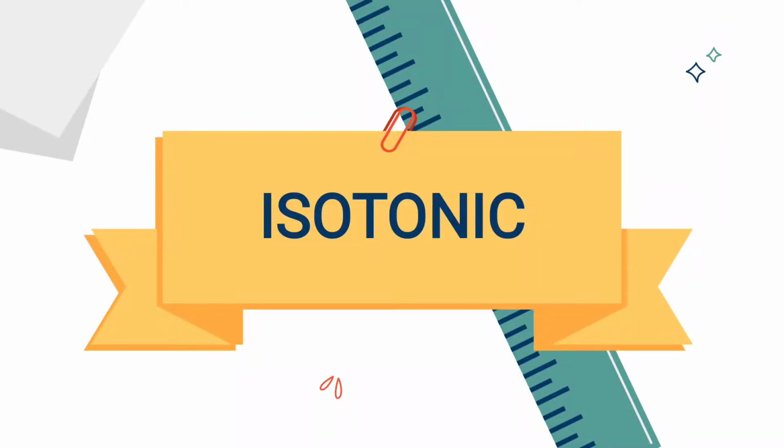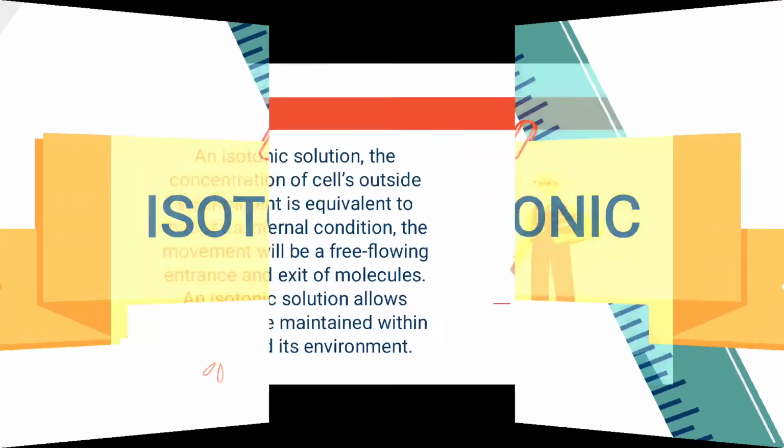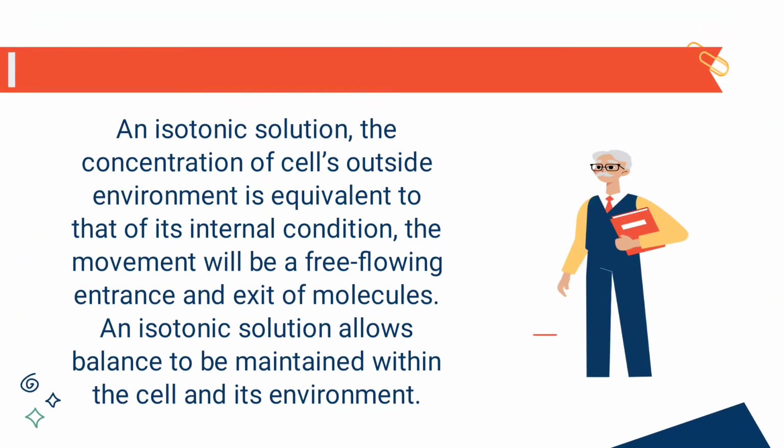Let us talk about the third kind of solution, which is isotonic. In an isotonic solution, the concentration of the cell's outside environment is equivalent to that of its internal condition. The movement will be a free-flowing entrance and exit of molecules. An isotonic solution allows balance to be maintained within the cell and its environment.